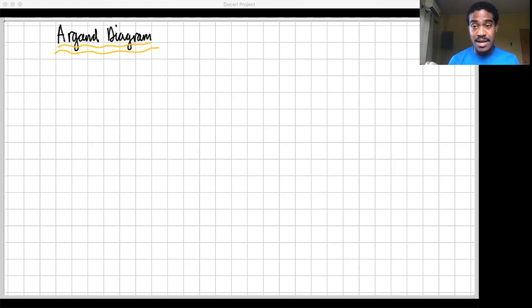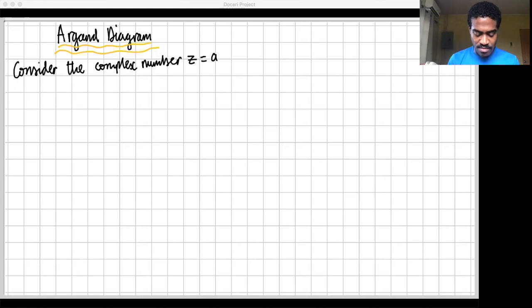So let's consider a general complex number of the form z is equal to a plus bi. If we were to plot this, where a and b are positive real numbers, it would be in the first quadrant. This is what we will have, something like this here.